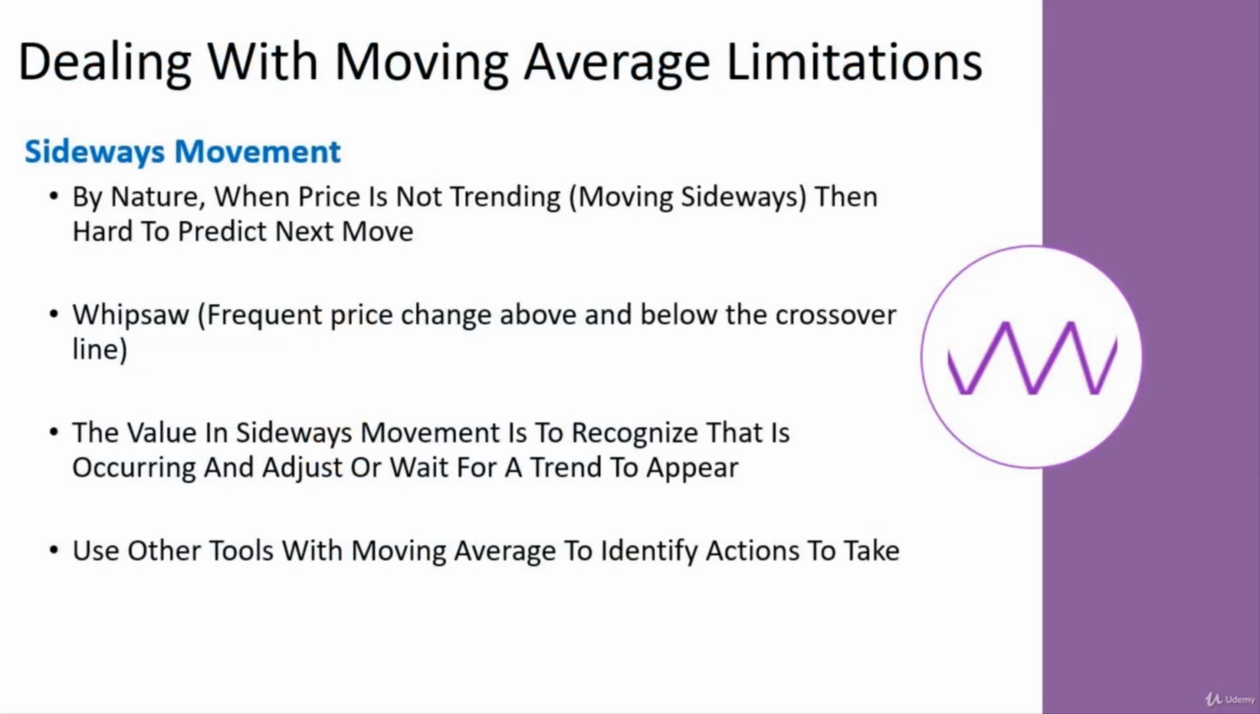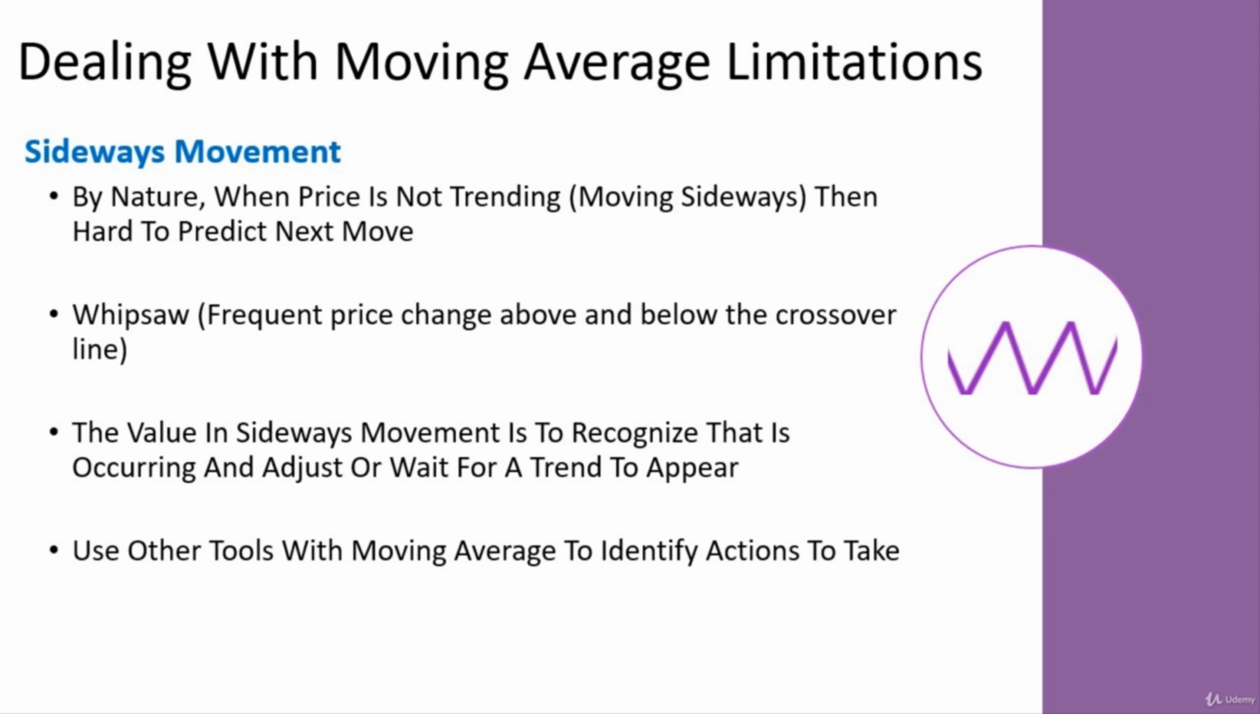Now, one of the limitations of moving averages in general is when markets go sideways, right? You can almost see from the image there in the circle where it goes up and down, up and down, up and down, and it's going sideways versus a definite upward trend or a definite downward trend. Moving averages are better with trends. They struggle a little bit more when there's no trend or they're moving sideways. It makes it harder to predict the next move, and that's where our whipsaws come in, right? There are frequent price changes above and below the crossover line, giving us different buy and sell signals constantly, so we might be forced to trade more often unless we filter that.